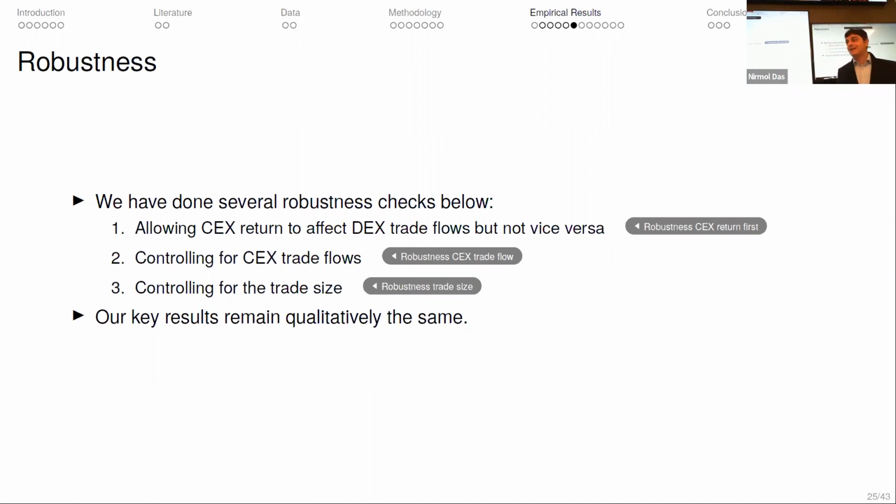And the last robustness check that we did is controlling for trade size. You might ask, are you sure that it's the fee that is determining the response of market makers? Are market makers responding to high fee DEX trade flows, or are they responding to large size trade flows? So what we did, we decomposed... actually, let me go back to this one.